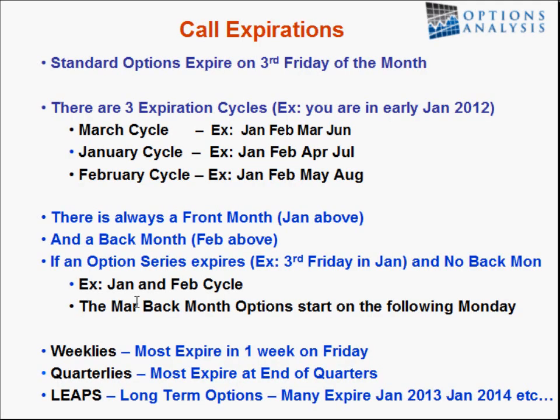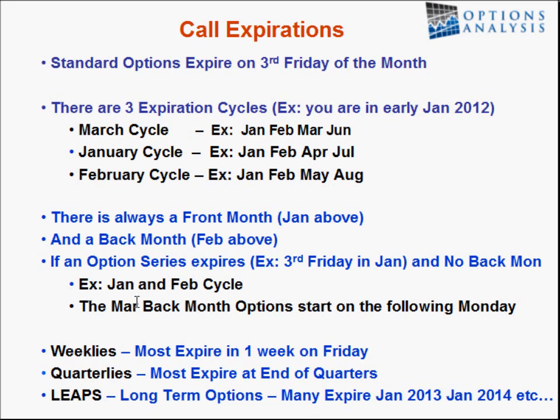When do options expire? There's a standard expiration date, and it's the third Friday of the month. Options have 3 expiration cycles. Your stock is in one of these cycles. There's a March, January, and February cycle. If you assume that you're in January of 2012 and your stock has the March cycle, then you would see expiration dates in January, February, March, and June on the third Friday of those months. There's always a front month, in this case above, which is January, and there's always a back month, in the case above, that's February.